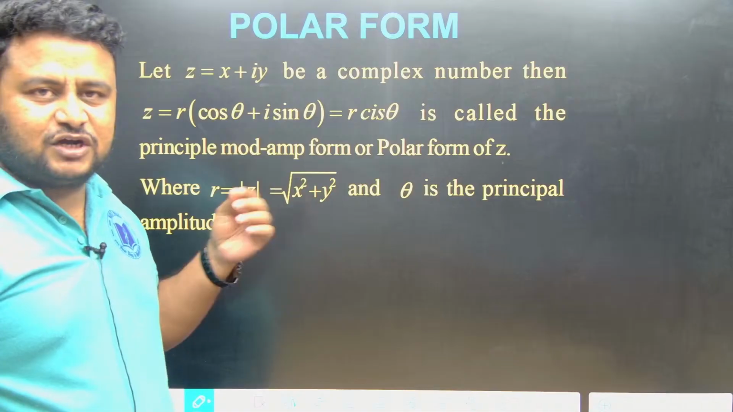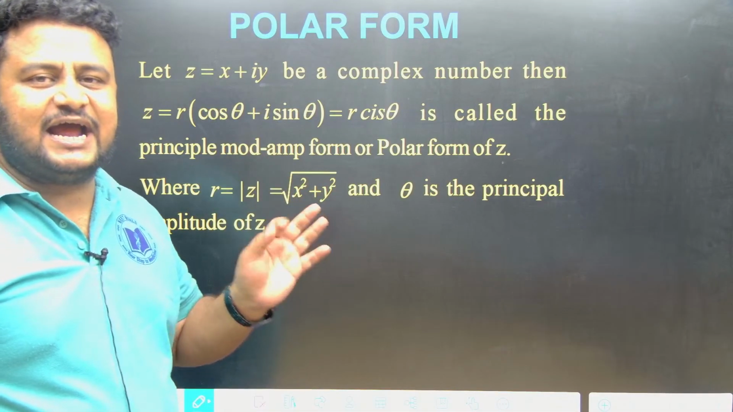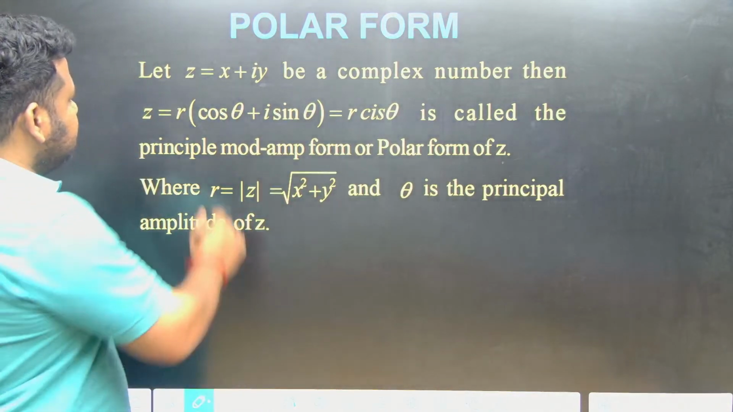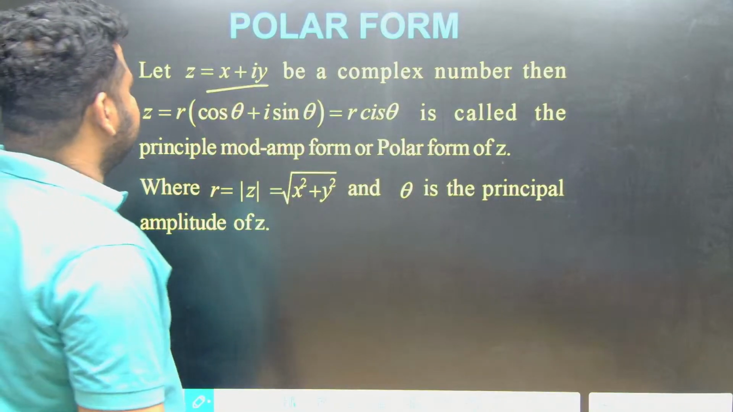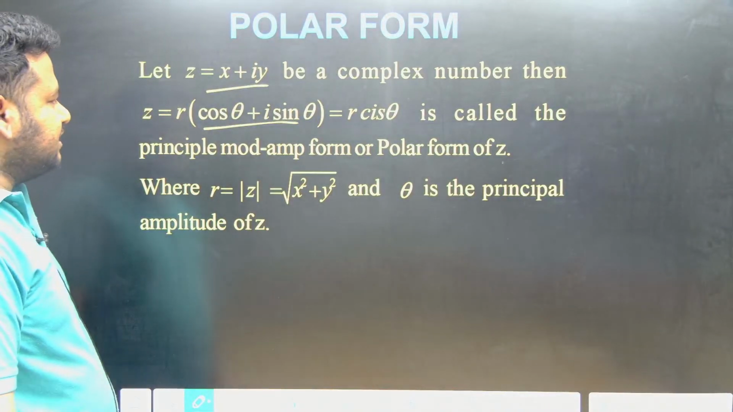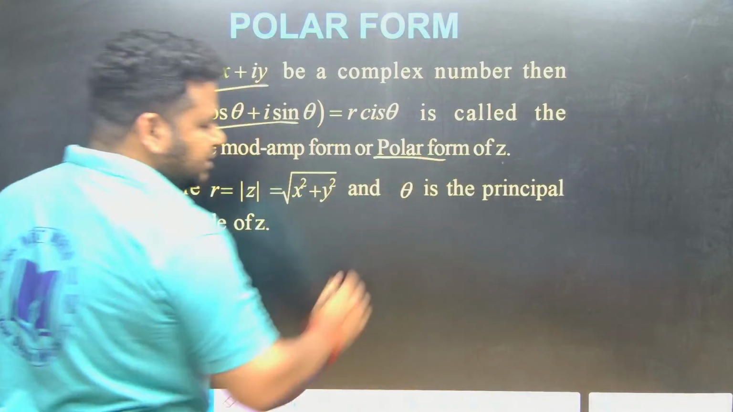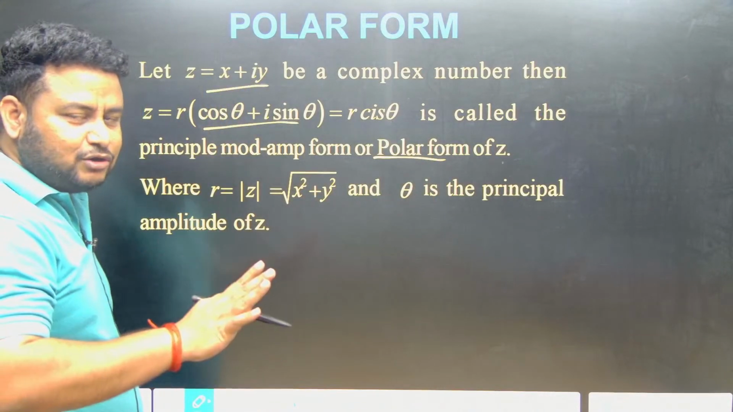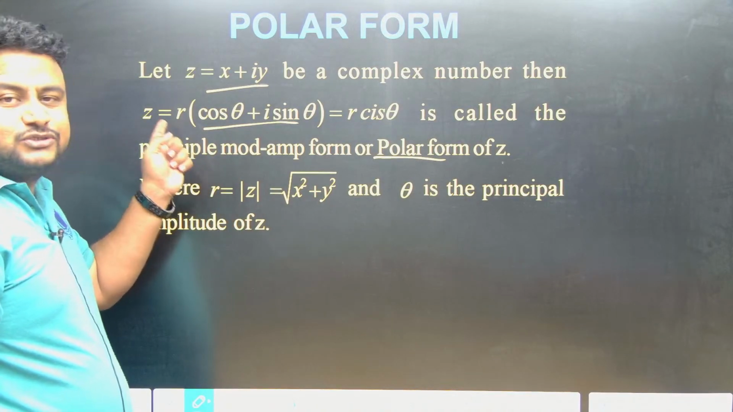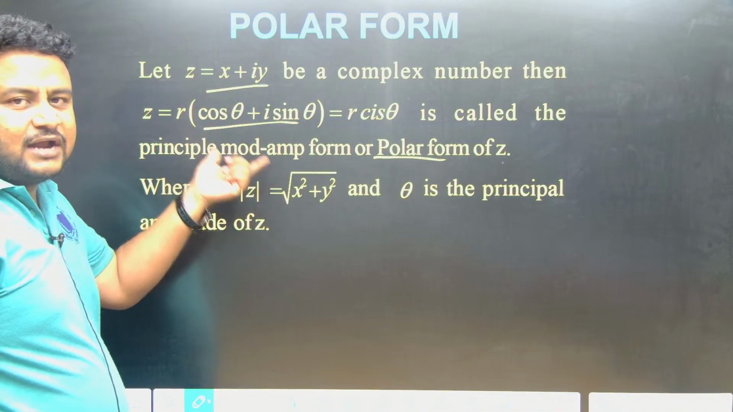Now what we will be studying is the polar form. Instead of writing x and y, polar form means we will write it in the form of sin theta and cos theta. See here, z is equal to x plus iy, be a complex number. Then z is equal to r times cos theta plus i sin theta, or r cis theta, is called the modulus amplitude form, or it is also called the polar form. If they say polar form or modulus amplitude form, it is one and the same. Why are they calling it modulus amplitude form? This r value is called the modulus of the complex number, and we have theta, that is why it is called the amplitude or argument form.